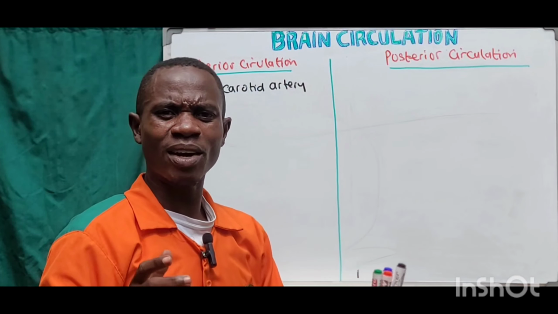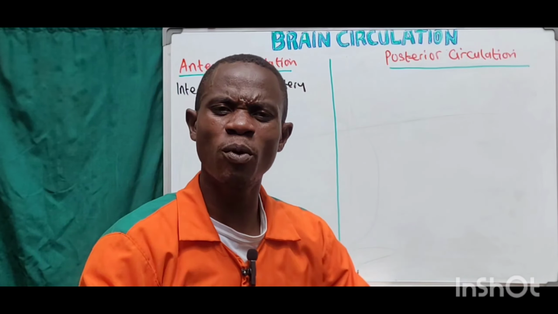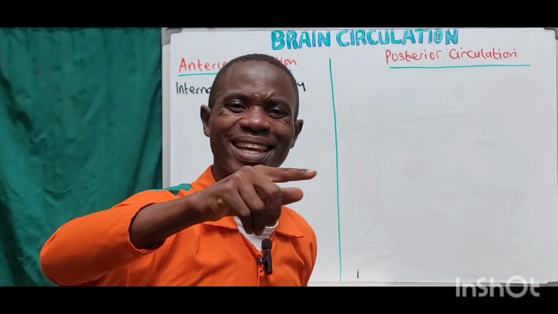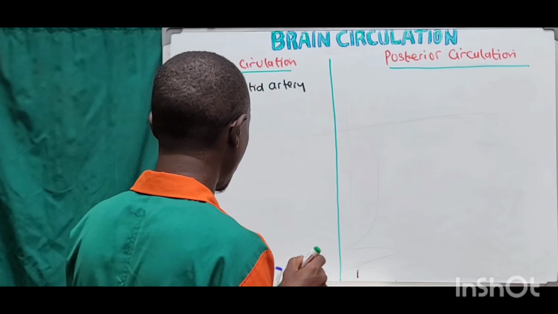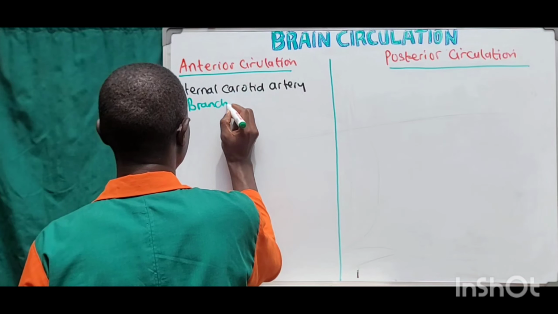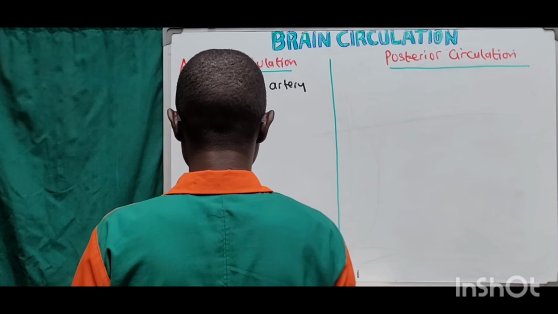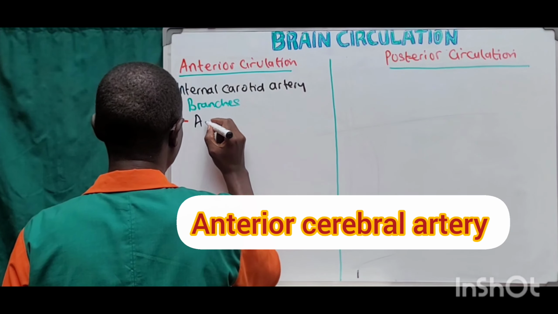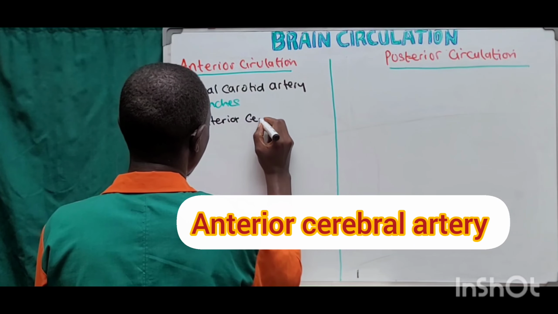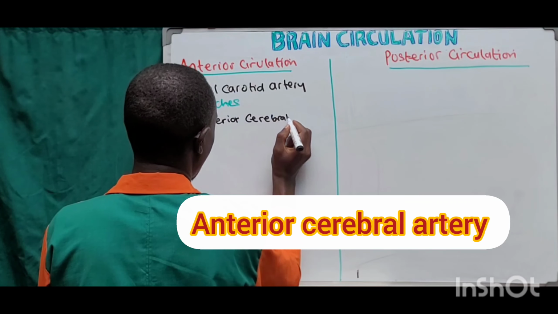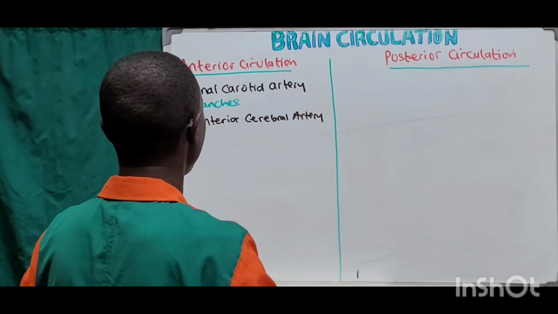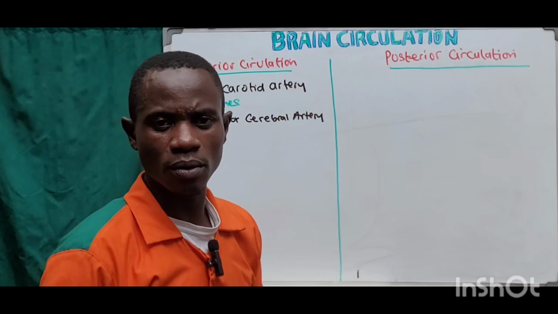But this internal carotid artery has multiple different branches. What are the branches of the internal carotid artery? Okay, so now we are looking at the branches. The first one is the anterior cerebral artery. That is going to be the first branch of the internal carotid artery.